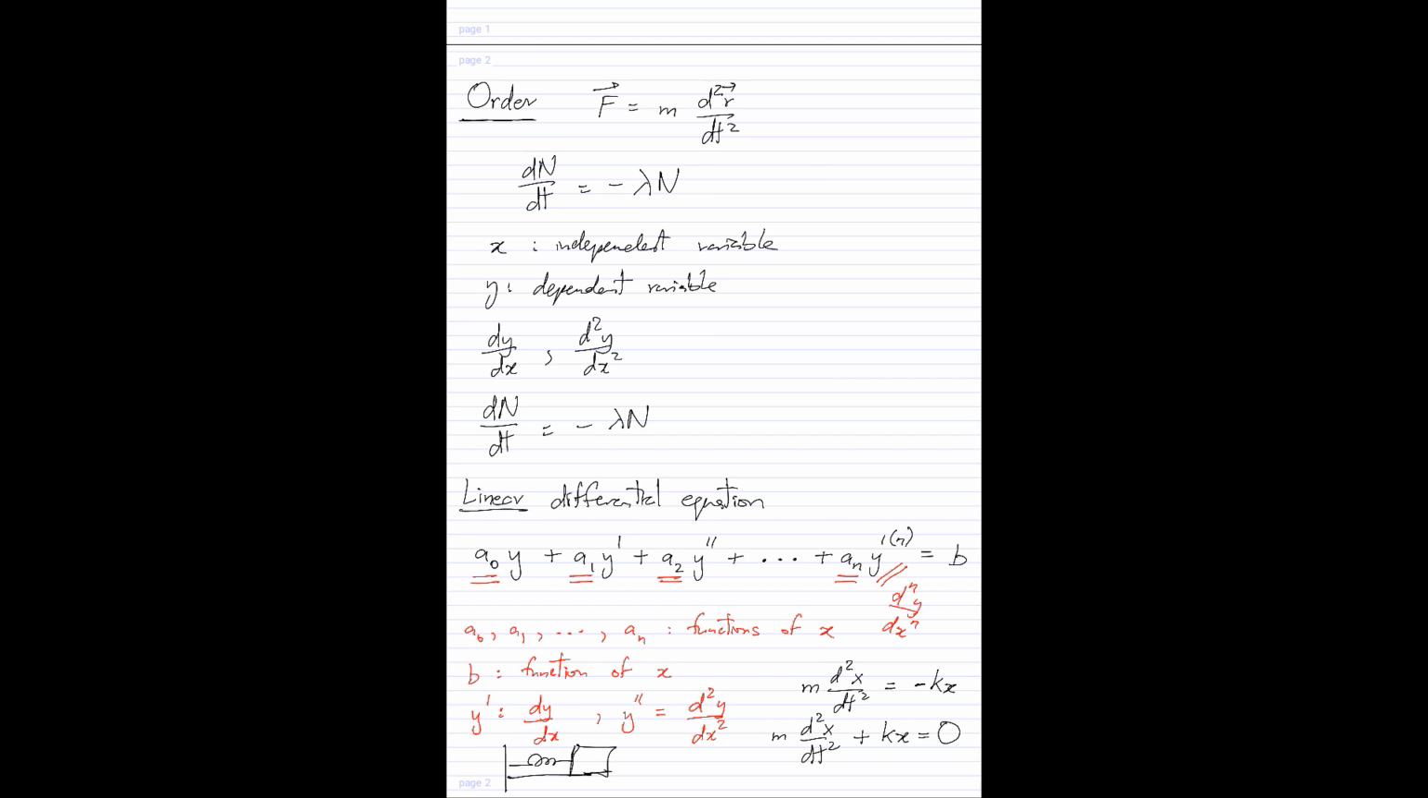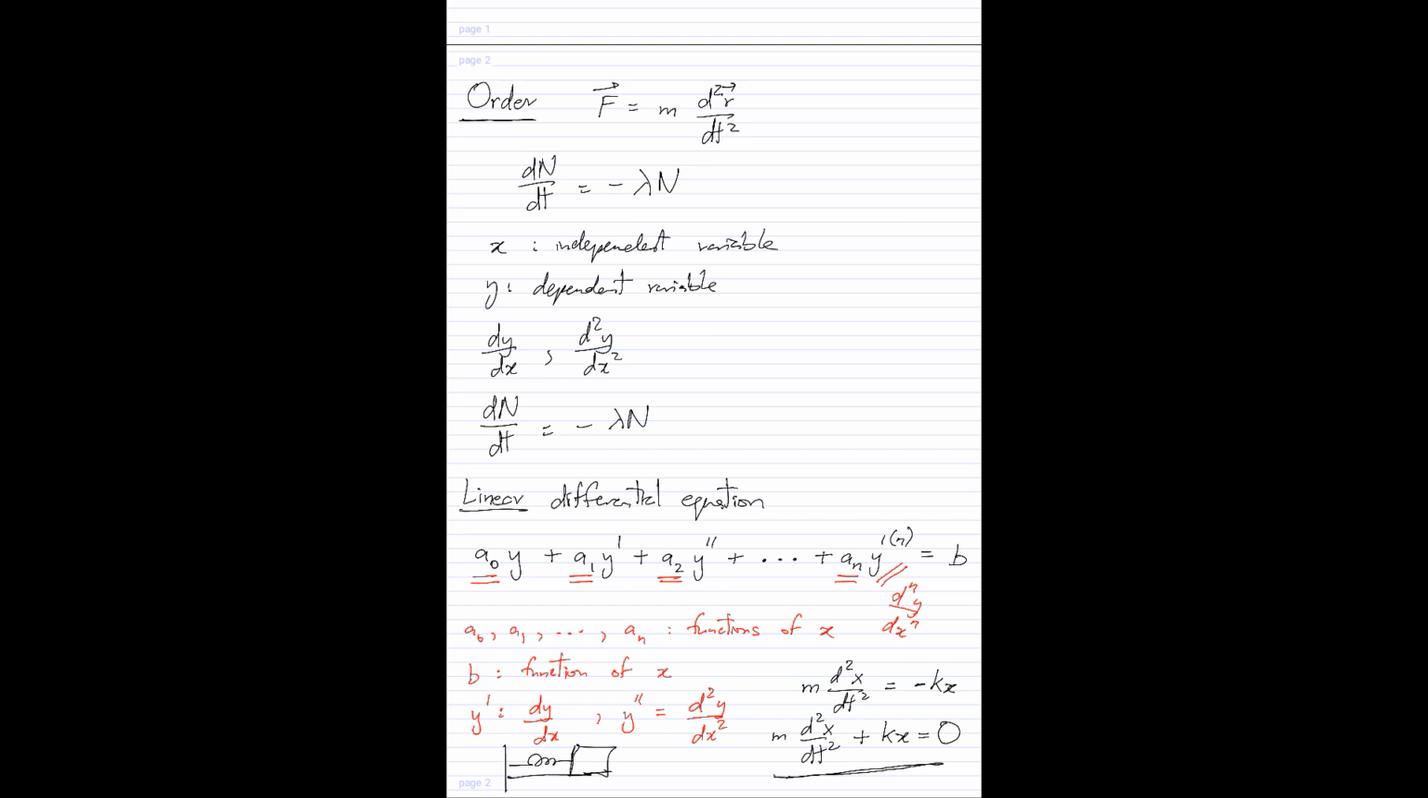You can write this down in this form, of course, and then you can say that okay, the role of y is being played by x over here, the role of x is being played by t over here, and you can immediately see that this equation is a linear differential equation. Over here you have a2 is equal to m. Okay, a naught is equal to k. Okay, a1 is equal to 0, all the other a's are equal to 0, and b is also equal to 0.